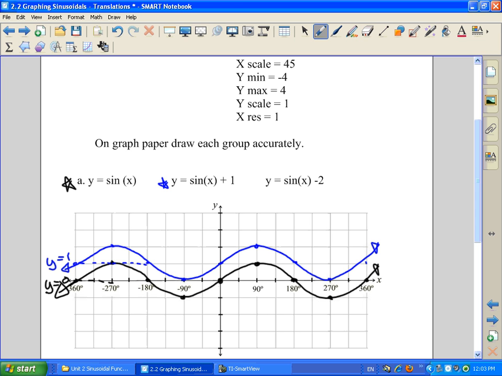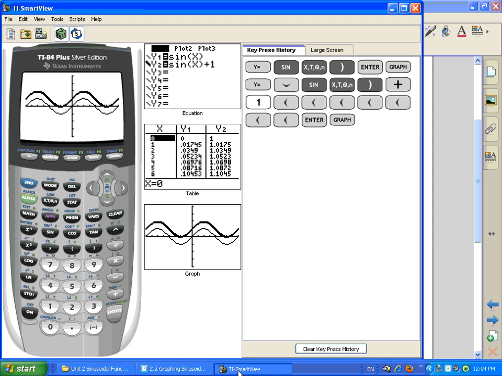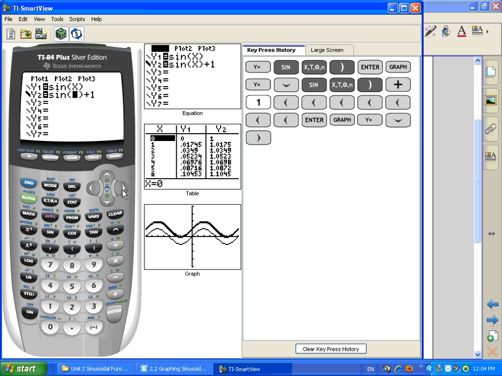All right. So can anybody predict what's going to happen in the third example where it says y equals sine x minus 2? Hopefully you predicted that things are going to go down 2. So let's go back to our graph. Let's go to y equals, and I'm just going to go to my second one. I'm going to leave it as is, except I'm going to change the last 2 values. So I'm going to subtract 2. Okay, I'm going to press graph.